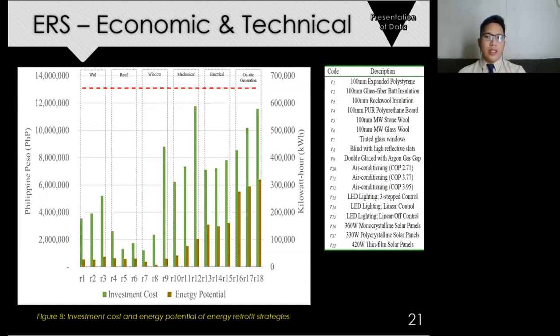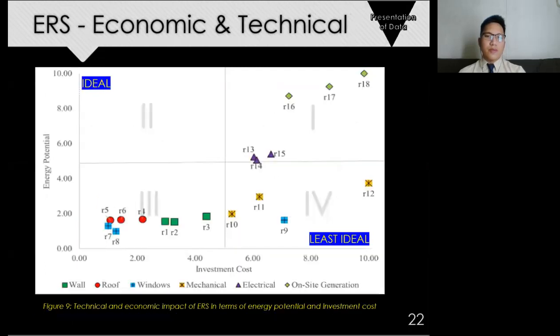On the other hand, strategies targeting the building envelope, R1 to R9, perform poorly in terms of energy potential. No significant reductions in energy consumption were achieved regardless of the type of strategies used.